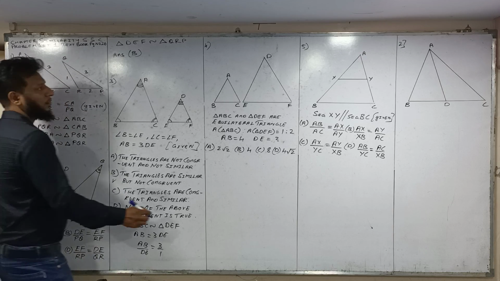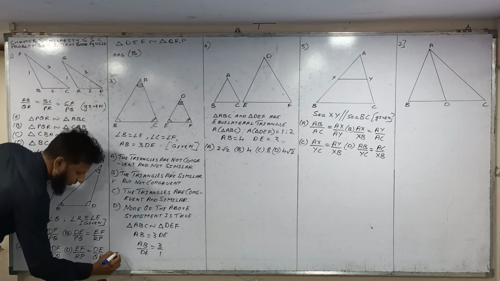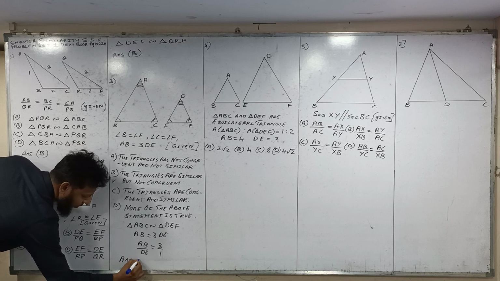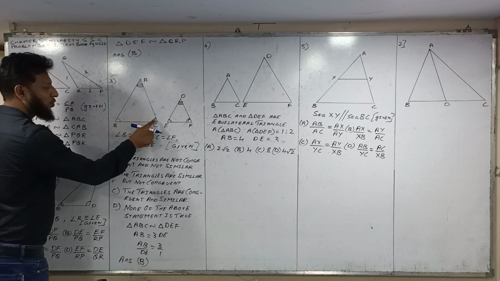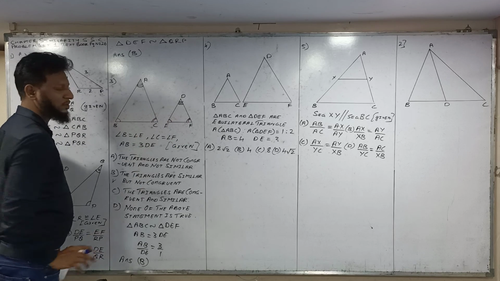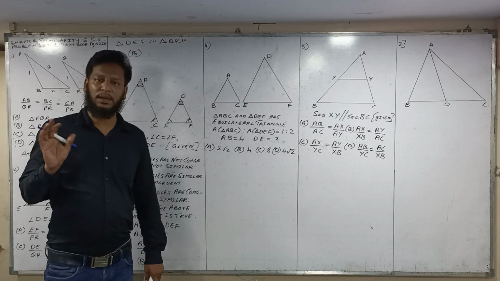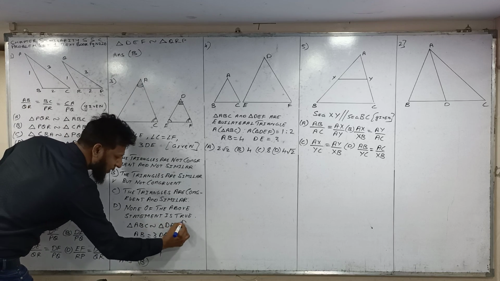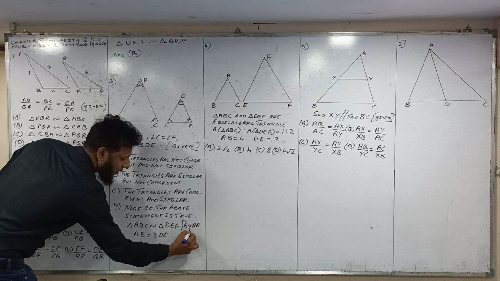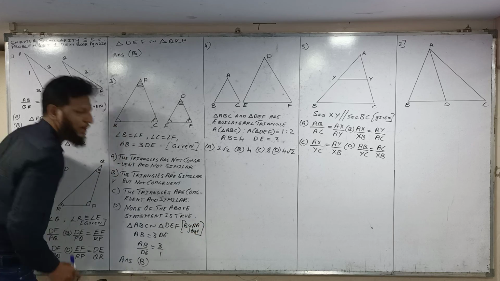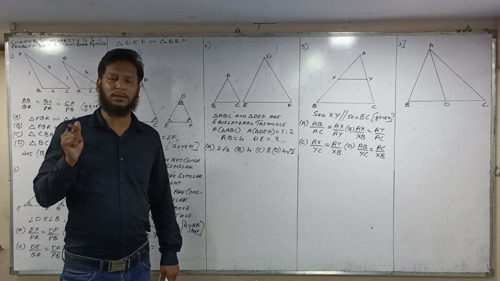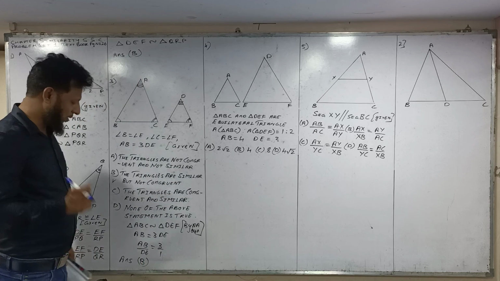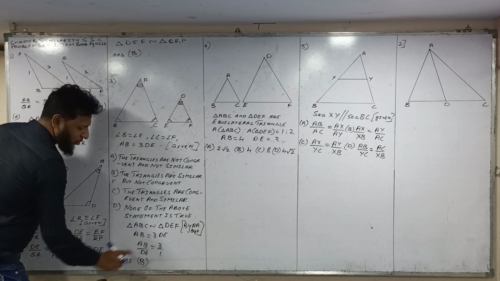So write the option answer. Our option is B. Our answer is B because this is the correct statement: the triangles are similar because two angles, this and this congruent, this and this congruent. That means the triangles are similar by the AA test. But their corresponding sides are not equal. For congruent, the corresponding sides should be equal. So AB upon DE is equal to 3 upon 1.